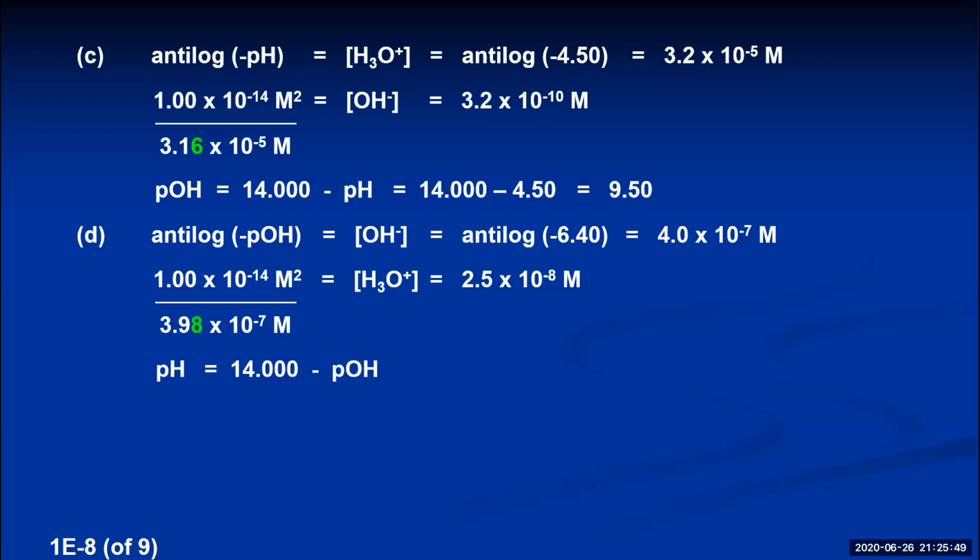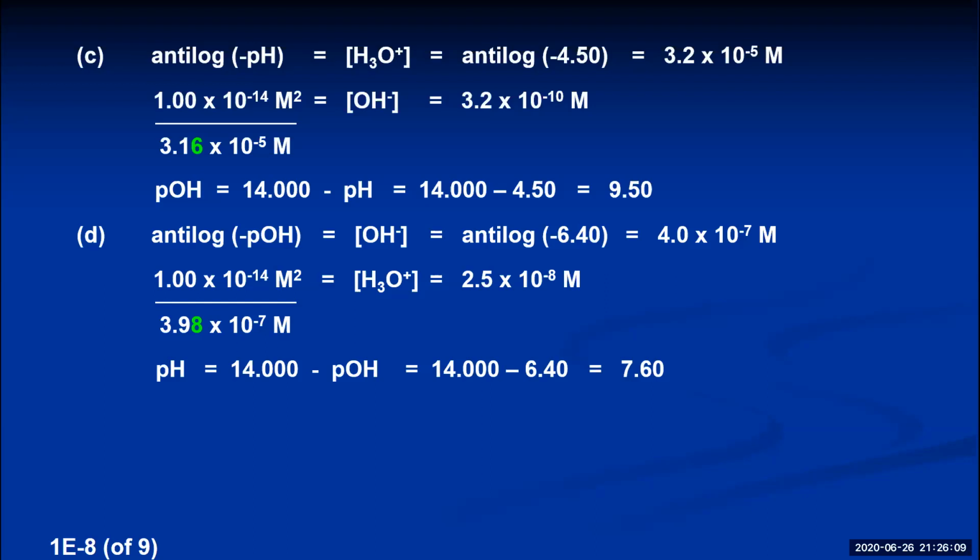If I know the pOH of the solution, I can calculate the pH by going 14.000 minus the pOH, which was given as 6.40. And this is going to be accurate 2 places past the decimal point. My pH of the solution turns out to be 7.60.